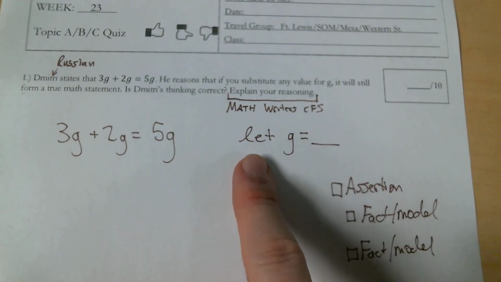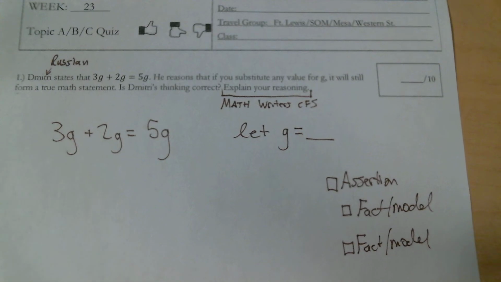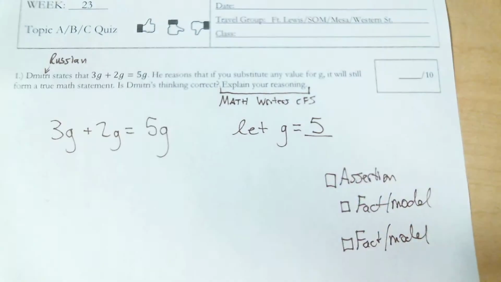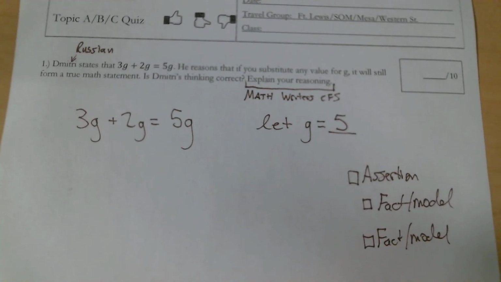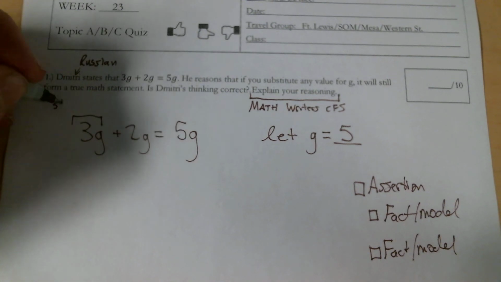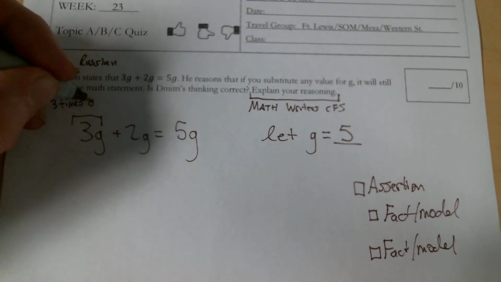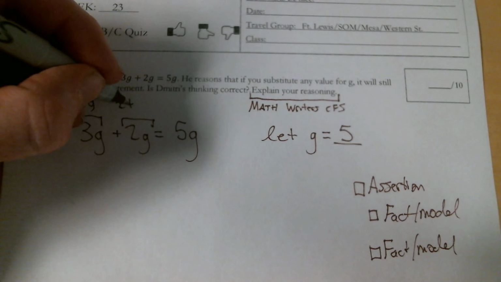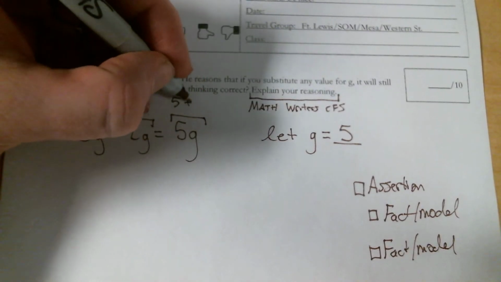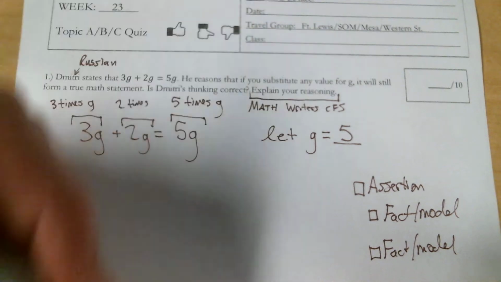So first of all, remember, I can pick any number for g that I want. Personally, I like to pick 2 or 3, but just for fun this time, I'm going to go ahead and pick 5. I'm going to pick a little bit bigger number this time. So let's say g is 5. If that's true, remember that this means 3 times g. And this means 2 times g. So obviously, this would mean 5 times g.